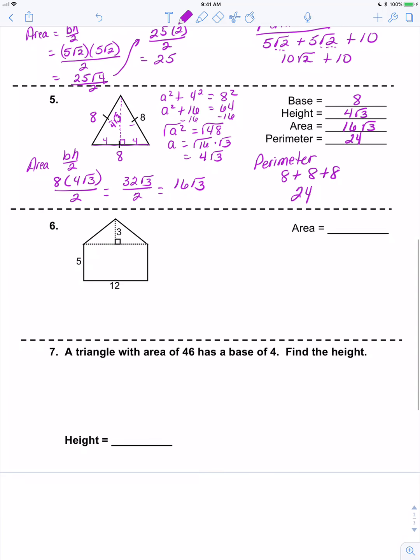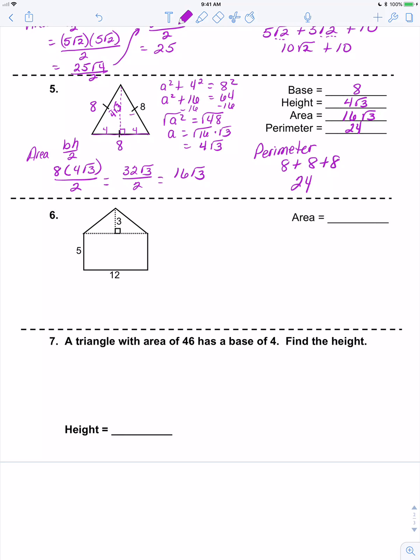All right, so now we have a composite figure. We're going to have to come up with the area of this. So this portion here is a rectangle, and we know the area of a rectangle is just the base times the height. So here we've got a base of 12 and a height of 5. So 12 times 5 gives us 60.